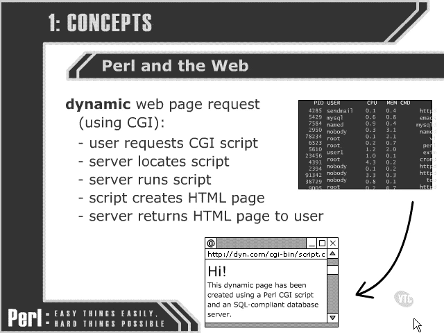It didn't have to be a database, but that's a pretty simple and typical example for what a dynamic web page request could consist of. So that's the essential difference between static and dynamic web content, and that's the part where Perl comes into play to deliver such content.